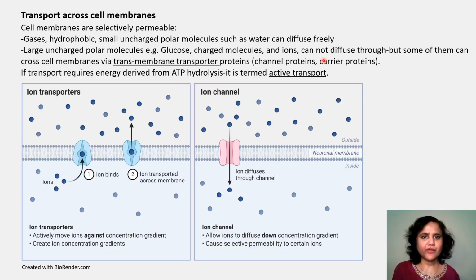If this transport requires energy derived from ATP hydrolysis, it is termed active transport. Shown here are examples of certain ion transporters and channels present in neurons. The ion transporters actively move ions against the concentration gradient, and they can therefore create ion concentration gradients. Ion channels, on the other hand, allow the ions to diffuse down the concentration gradient, and they can cause selective permeability to certain ions.